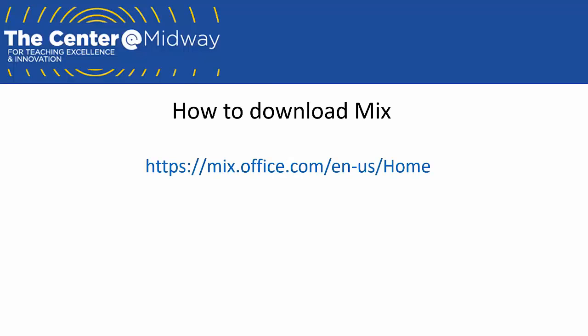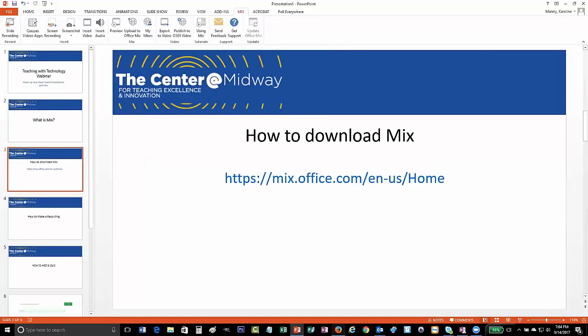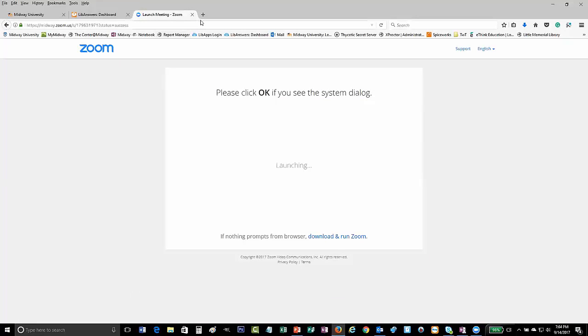So how do you get Mix? You have to download it. To download Mix, you would go to this URL. It's https://mix.office.com/en-us/home. And I'm just going to break out of the PowerPoint presentation here and take us over to that website.